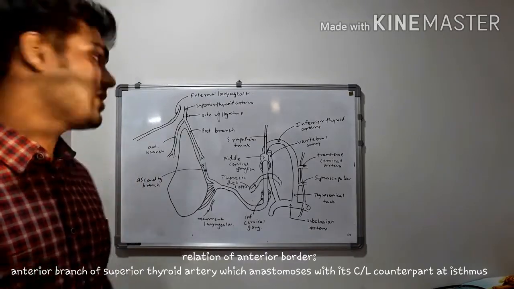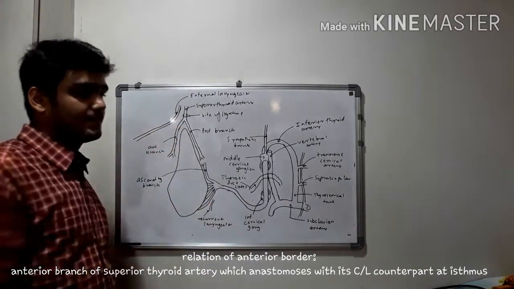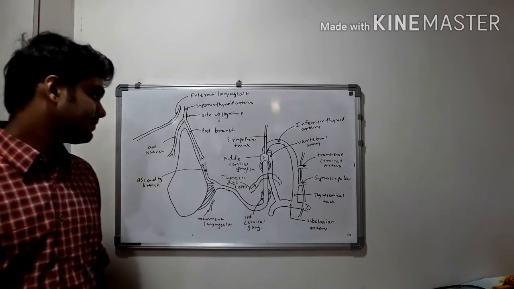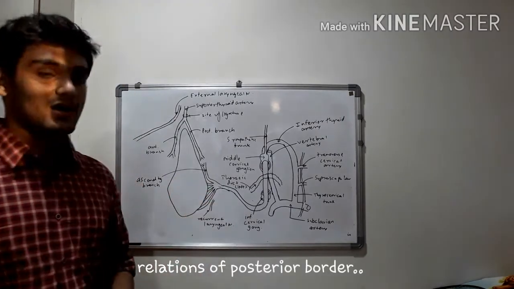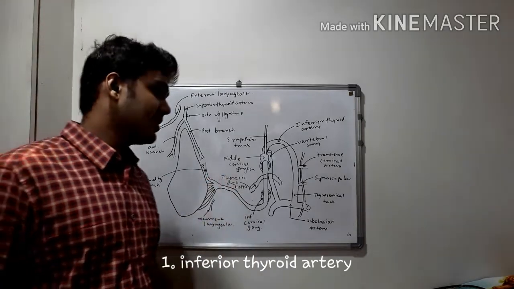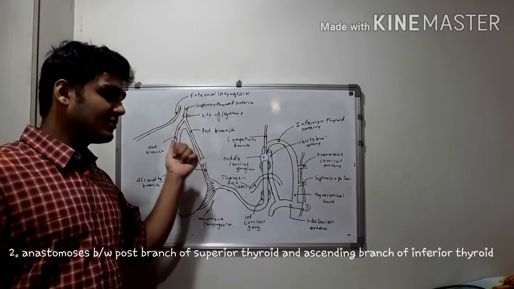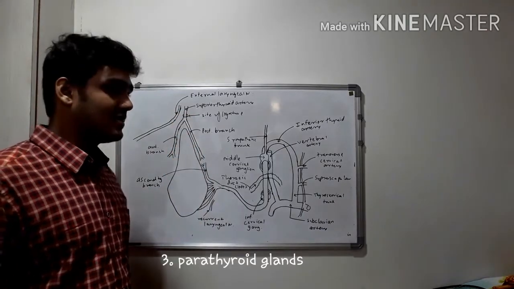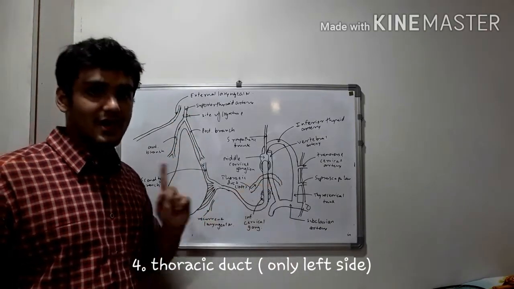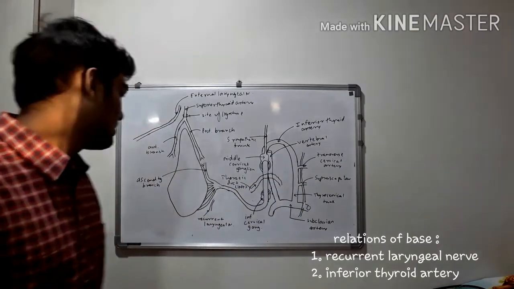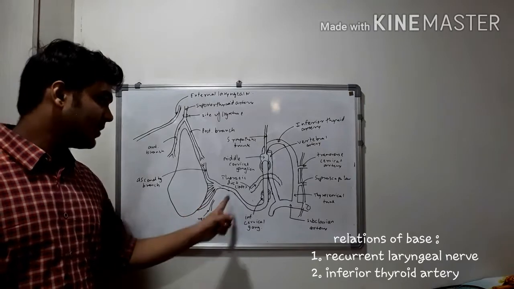So anterior border is related to the anterior branch of superior thyroid artery, which anastomoses with its counterpart on the superior border of isthmus. Posterior border has 4 relations: the inferior thyroid artery, then the anastomosis between the ascending branch of inferior thyroid artery and the posterior branch of superior thyroid artery, the parathyroid glands, and the thoracic duct only on the left side. And talking about the relations of the base, we have two things: the recurrent laryngeal nerve and the inferior thyroid artery.